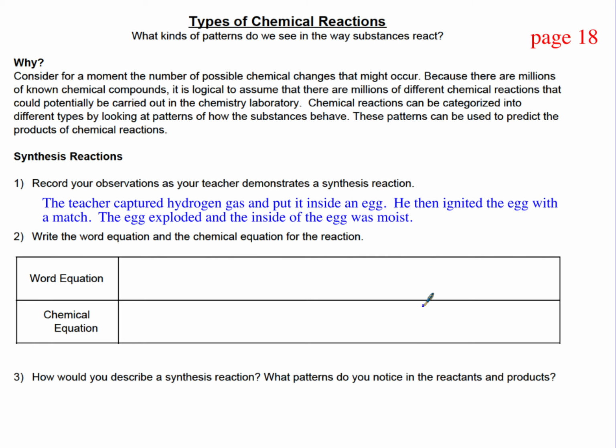Okay, so the word equation, I have simply hydrogen gas, I'm just going to simplify this, plus oxygen gas reacted to form water vapor.